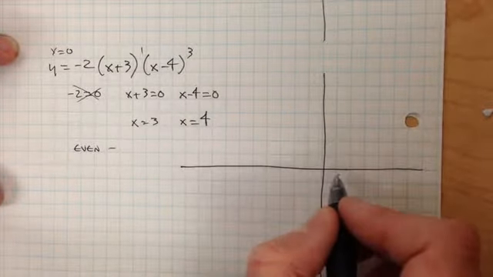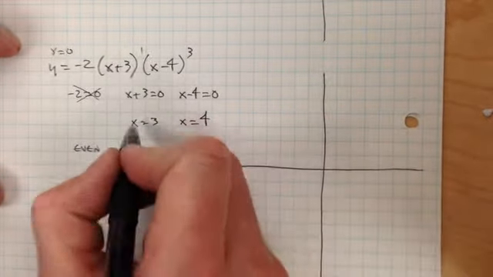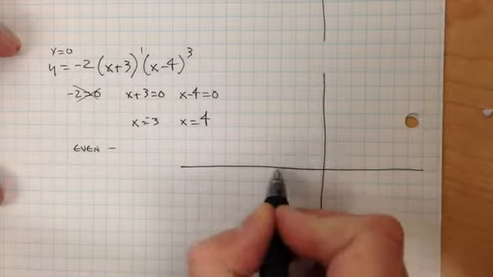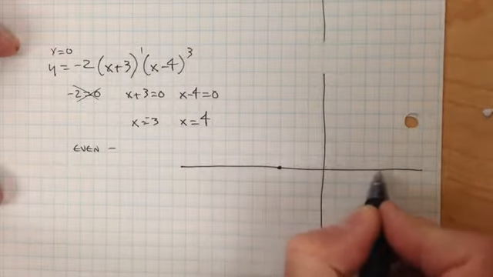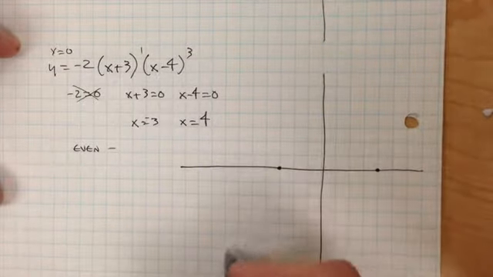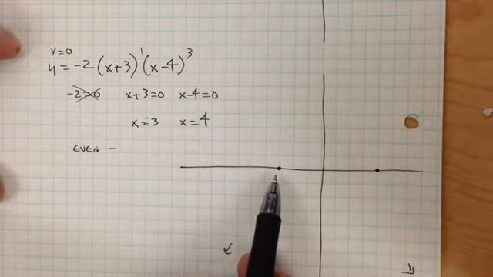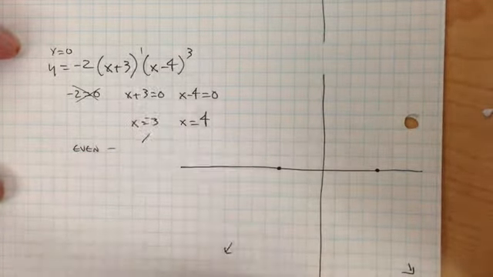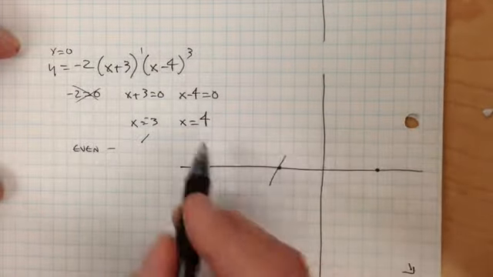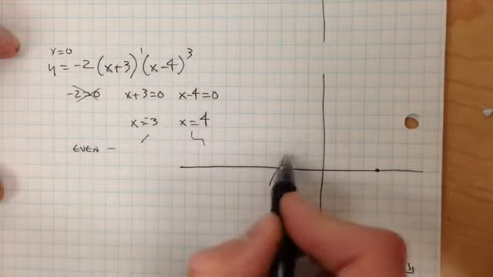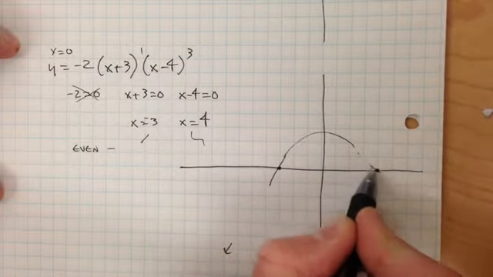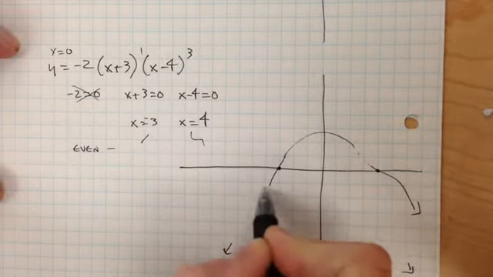So we have negative 3, and we have 1, 2, 3, 4. Both are opening down. So as I come up and I hit negative 3, I will have line behavior. And as I hit 4, I will have cubic behavior. Change my direction with that inflection point.